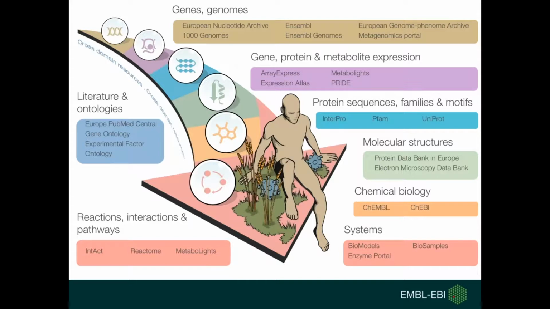So I'll give a brief introduction to the European Variation Archive, and at EMBL-EBI we have a suite of resources that take us through the biological life cycle, from genes and genomes with things like Ensembl and the European Nucleotide Archive, through resources for genes, protein and metabolite expression, and then resources for protein sequences, right the way through to resources that cover the literature and ontology that govern the complete process. And in 2014 we launched the European Variation Archive, which comes in at the top of this tree, which is a specific resource at EMBL-EBI that deals only with genetic variation data.